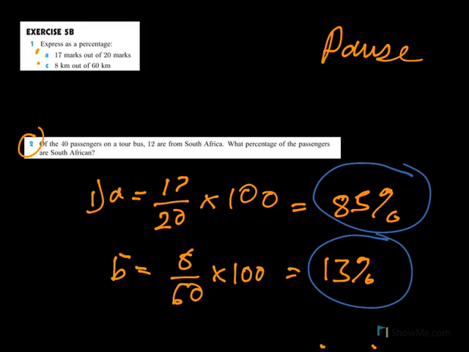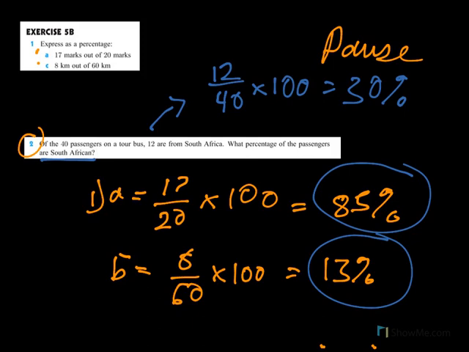For number 2, of 40 passengers, 12 are from South Africa. What percentage are South African? That should have been written as 12 over 40 times 100, and you would have your answer. Okay, which is 30%.